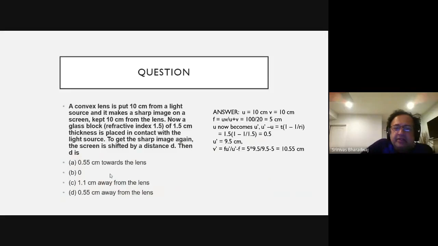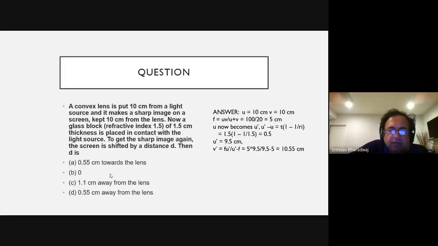Originally it was 10 centimeters, right? So u prime is now 9.5. So now when you do uv divided by u plus v using that new length, right? So the new v is going to be what? f is 5 centimeters, right? So using the 1 by u plus 1 by v, right? So now there's a u prime and a v prime, right? So now the object is appearing slightly closer because of that, and therefore they have to move the screen a little bit.